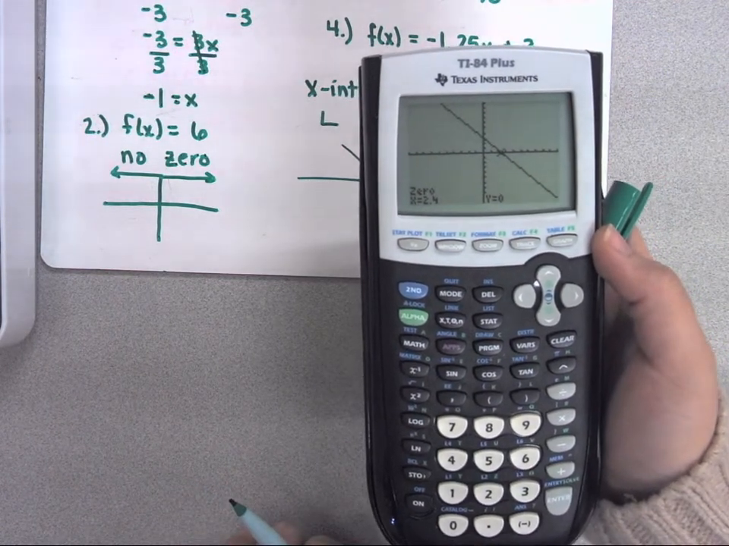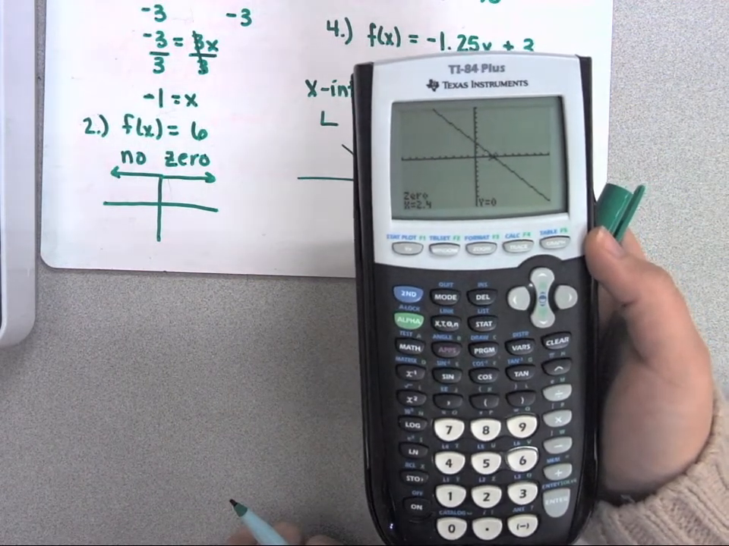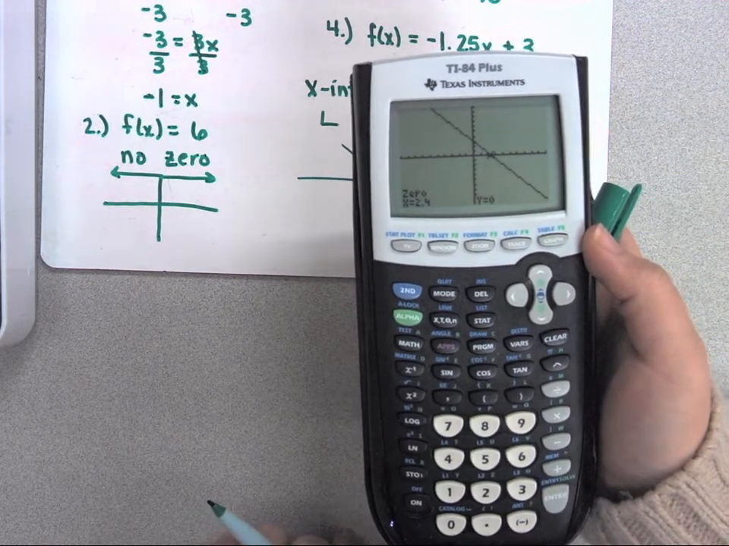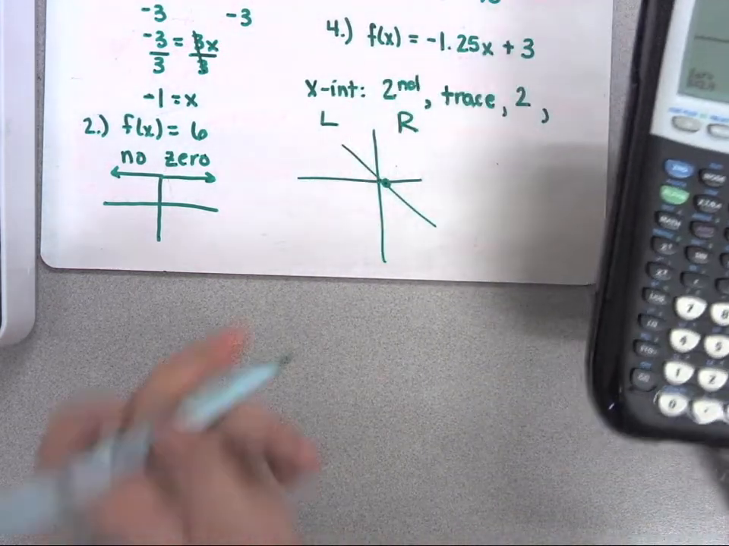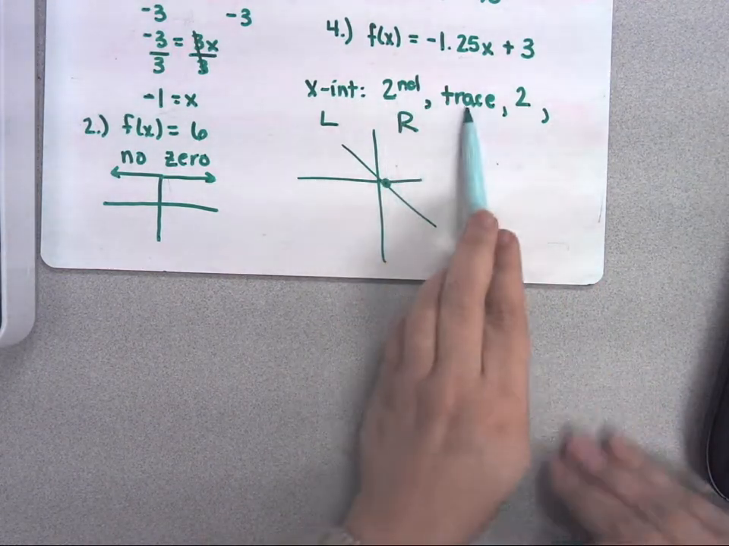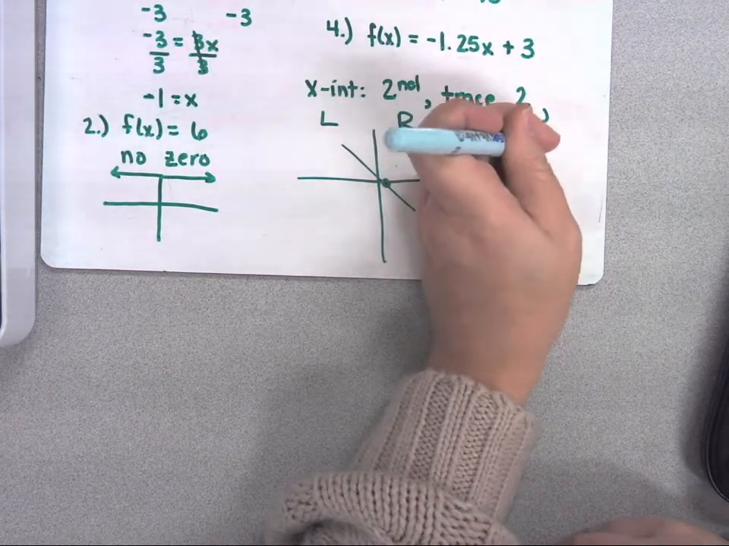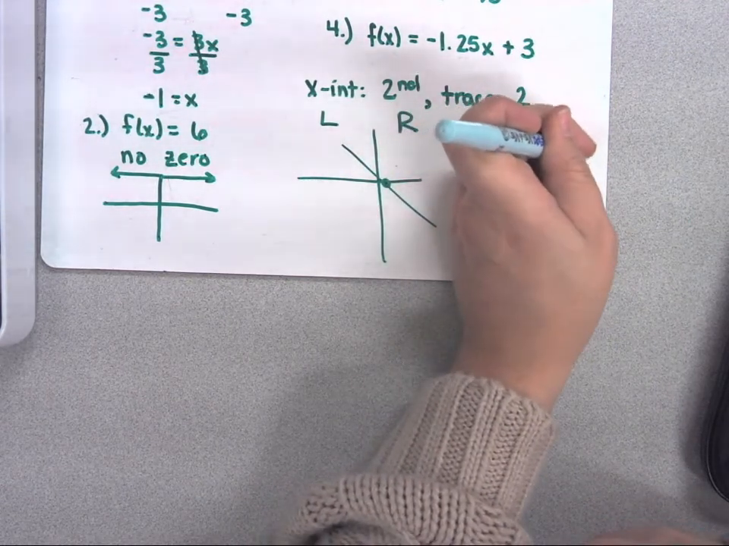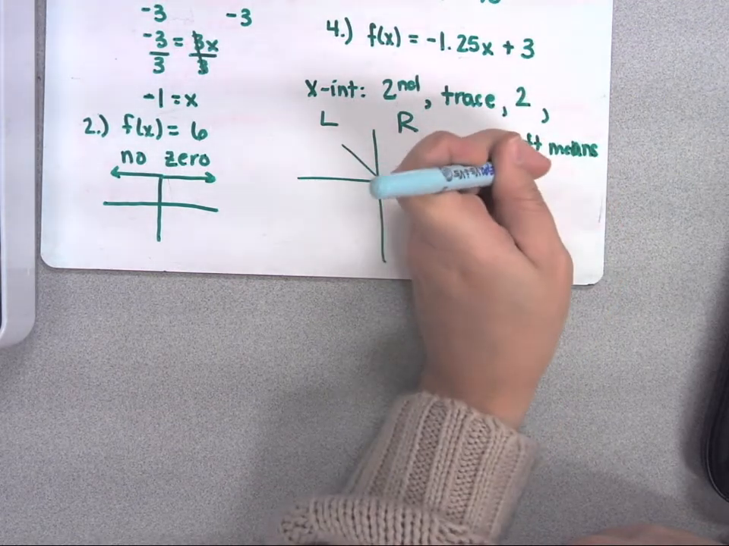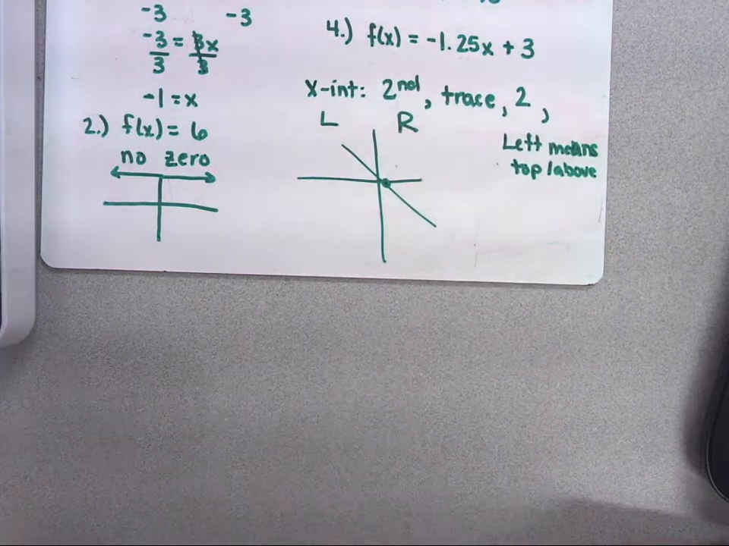And then, did everybody get a decimal? With x-intercepts, you were allowed to tell me decimals. It's okay. And y-intercepts, but we're not going to look for those. So if you want to write it down, second, trace, 2, left means top or above. Means above it, because left or right you're going.